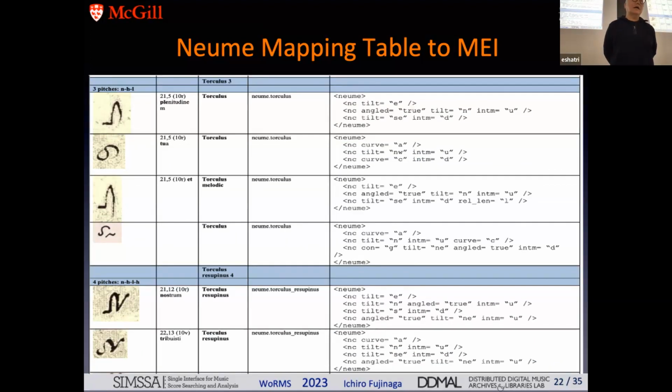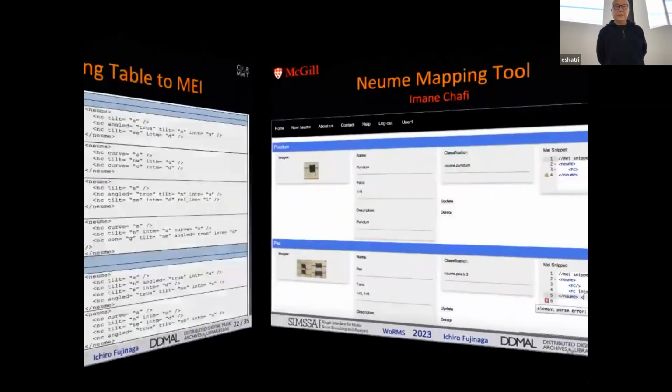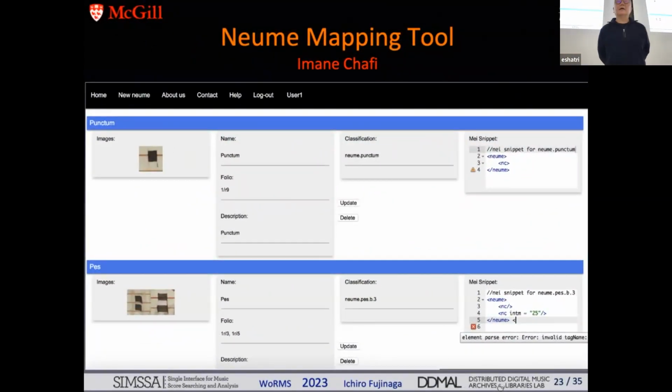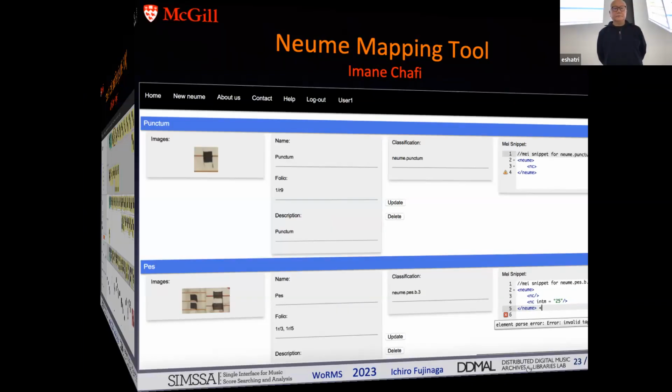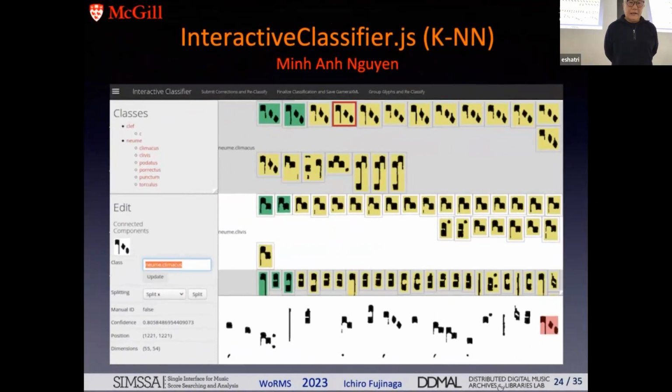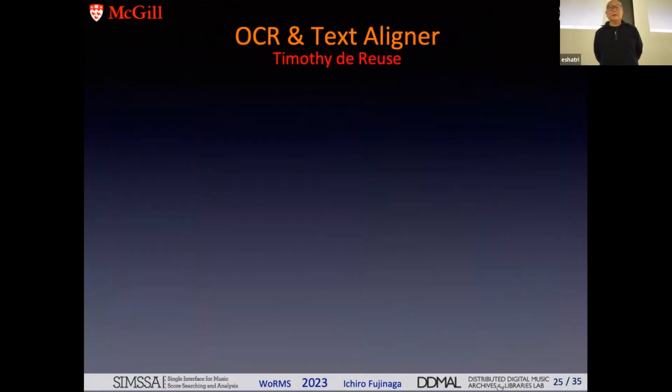So we have to provide, and these are provided by musicologists, how these symbols are encoded in MEI. So we make that task a little easier, where they can upload their spreadsheet or Word file, Word table, and they can edit for that. And given that, we have this interactive classifier, which is able to classify quite quickly using a k-nearest neighbor classifier. And after that, we have the OCR text aligner.